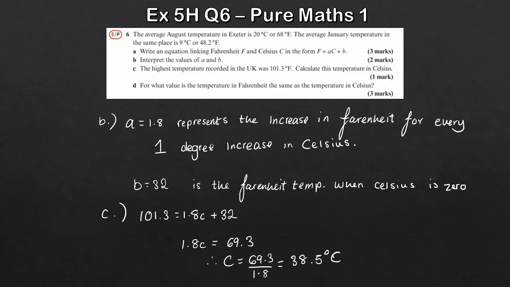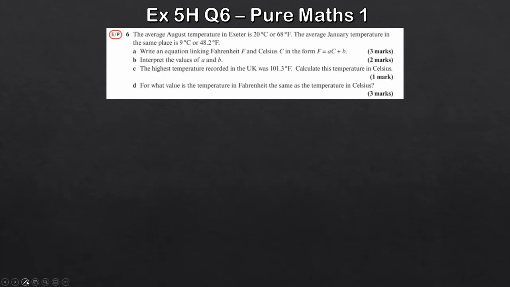And then for part D, we need to find the value for which the temperature in Fahrenheit is the same as the temperature in Celsius. So 3 marks for this. So let's consider what we're trying to find here. If we want the temperature in Fahrenheit to be the same as the temperature in Celsius, what we're essentially looking for here is F equals C, or C equals F, doesn't matter which way you write it.